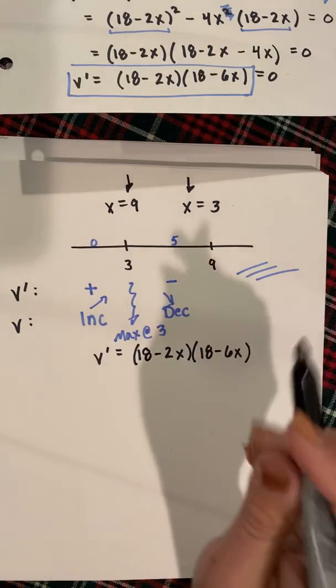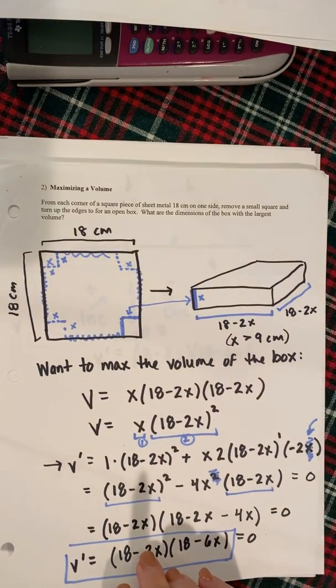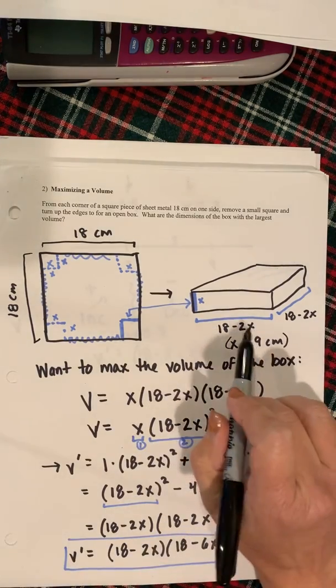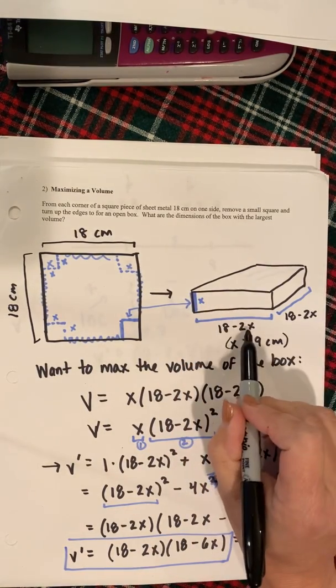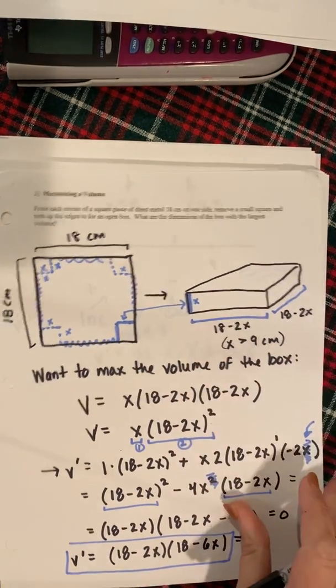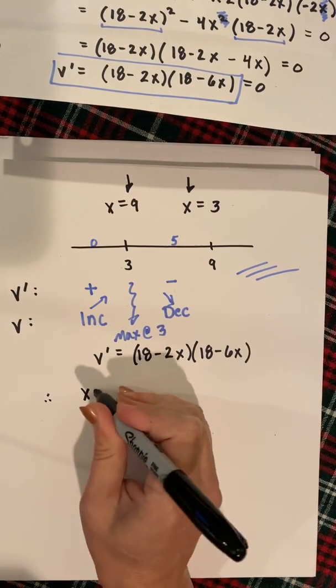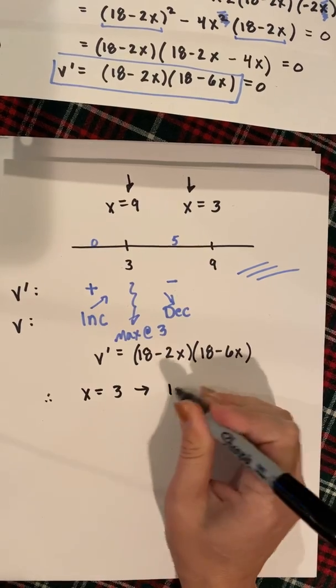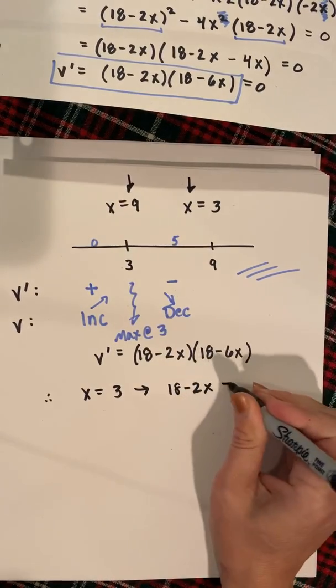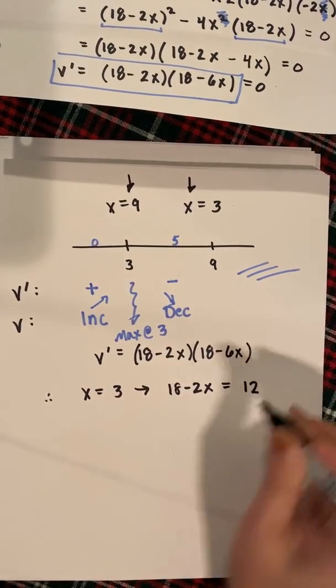So therefore, we go back to our question. It says, what are the dimensions of the box with the largest volume? Well, x is going to be 3. If we put 3 in here, it's going to be 12 by 12. Therefore, x equals 3 implies each side is going to be 18 minus 2x, which will be 12.